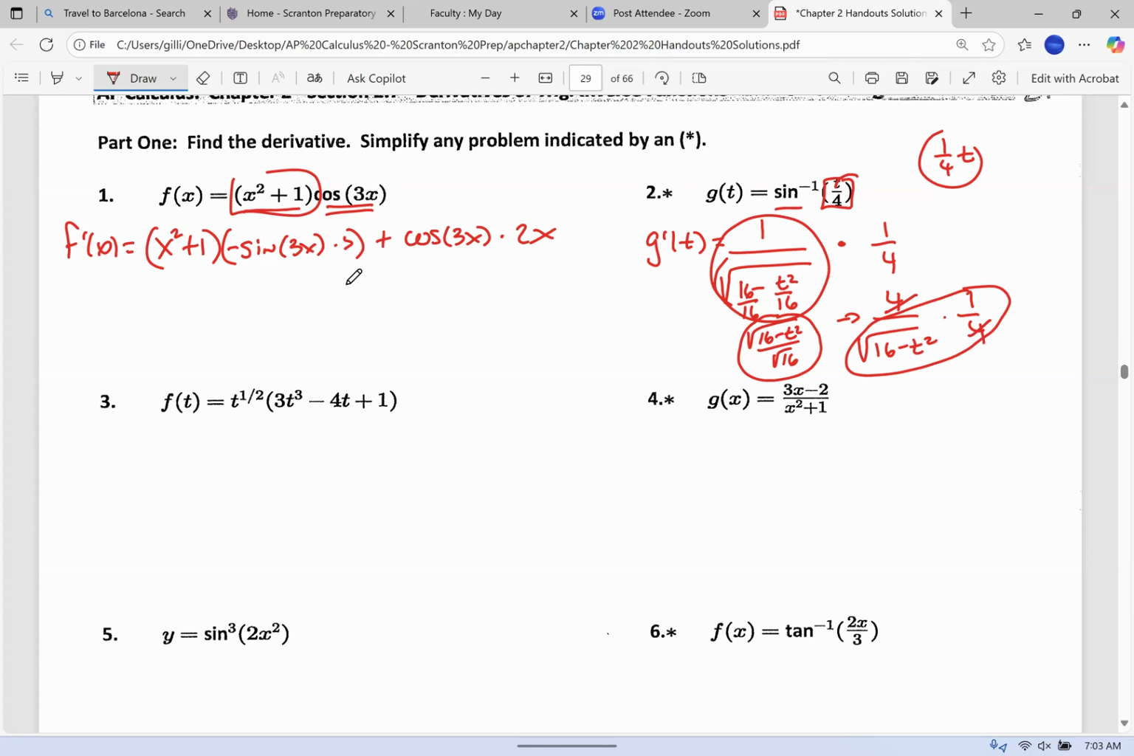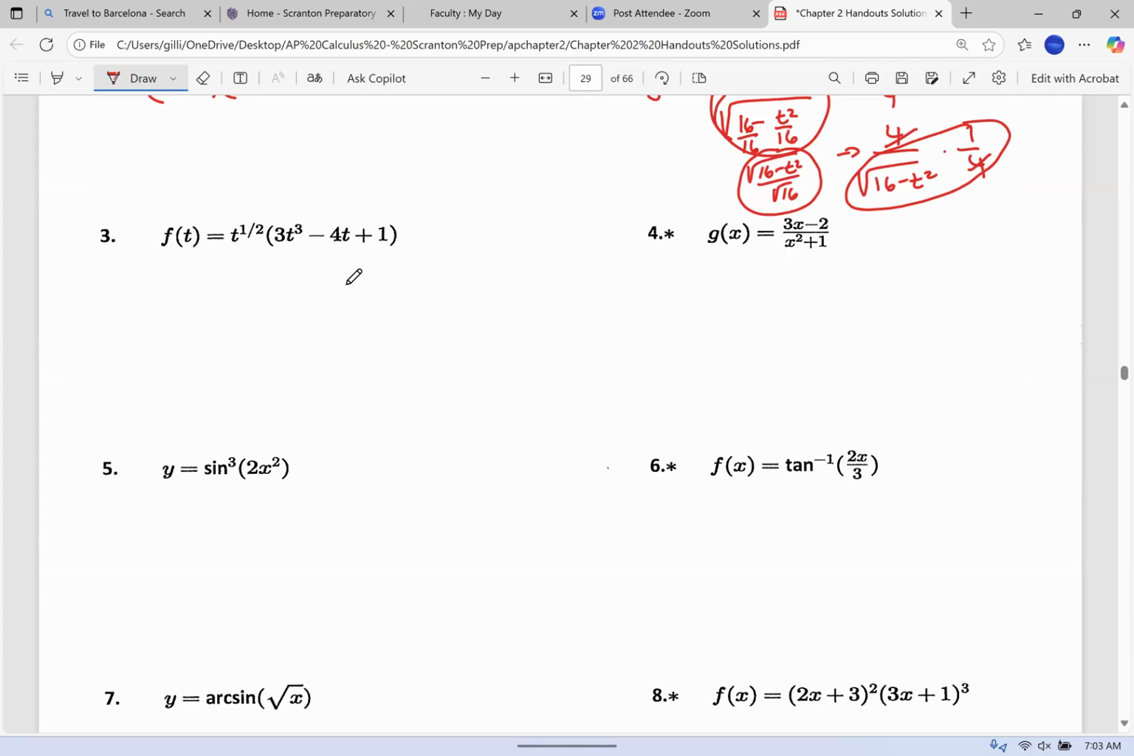In number 3, do I have a quotient? No. Do I have a product? Yes. Would I do a product rule or algebra first? It's going to be algebra first. So f at t is going to be equal to 3t to the 7/2 minus 4t to the 3/2 plus t to the 1/2, since we add those exponents. Now I can take its derivative by dropping down the power, making it 21/2 t to the 5/2 minus 2t to the 1/2 plus 1/2 t to the negative 1/2.